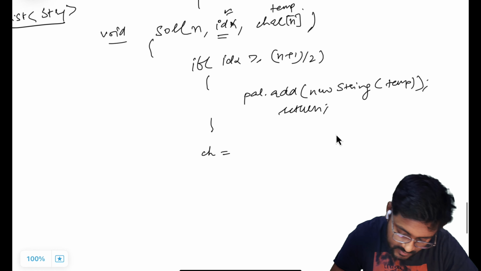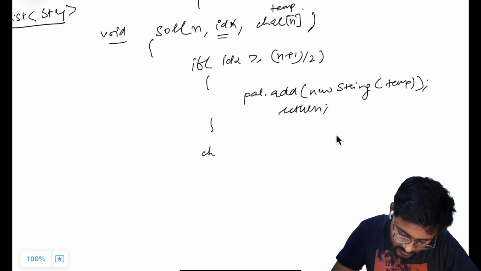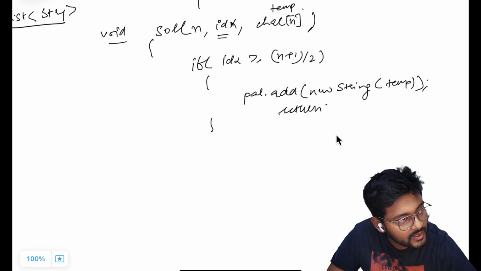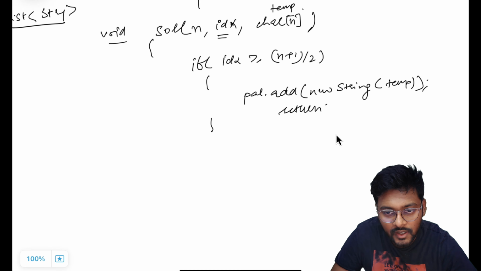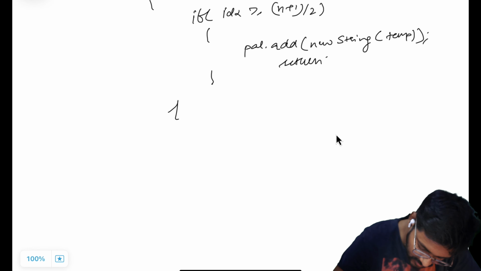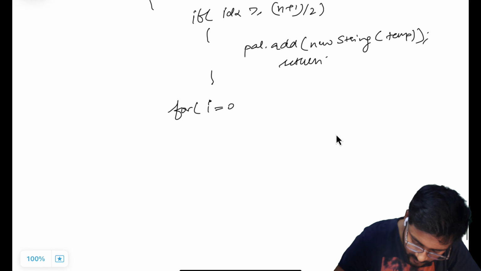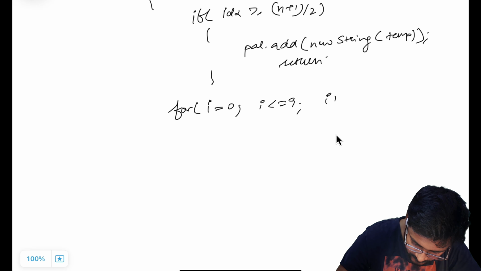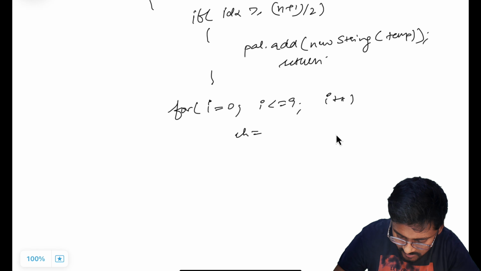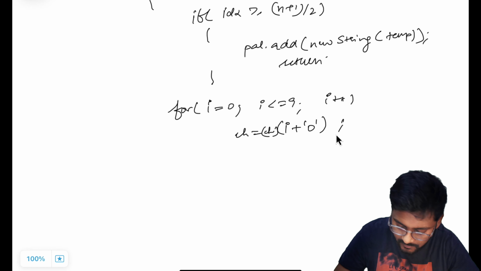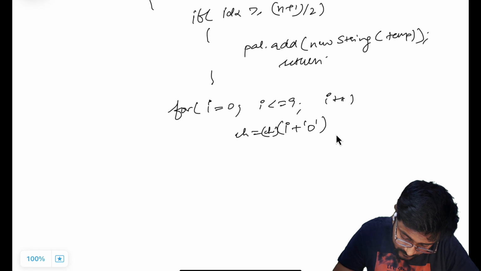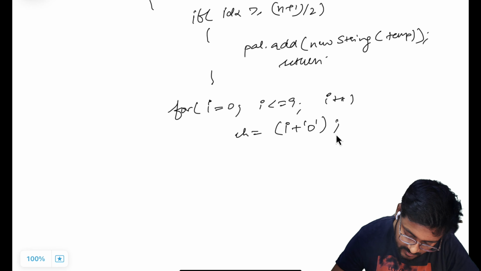Character is like index, not index. See, currently we are at index, and at index we have to see what are all the possibilities we can put, and those possibilities are from 0 to 9, and in the first case it is 1 to 9. So I have to write a for loop: for i equal to 0, i less than or equal to 9, i plus plus. And what is the character? Character is i plus '0', typecast to character. You just assume that it is the right character.